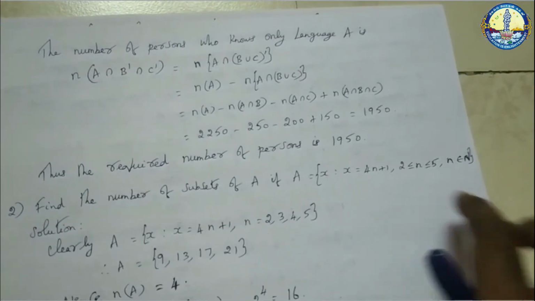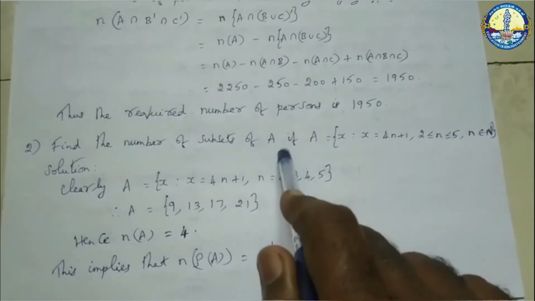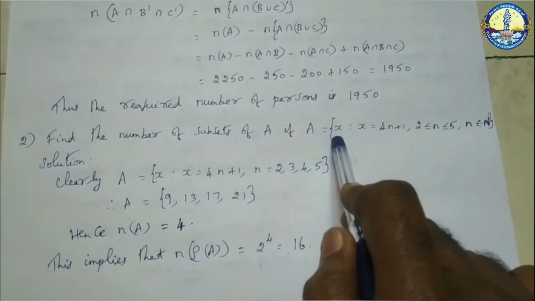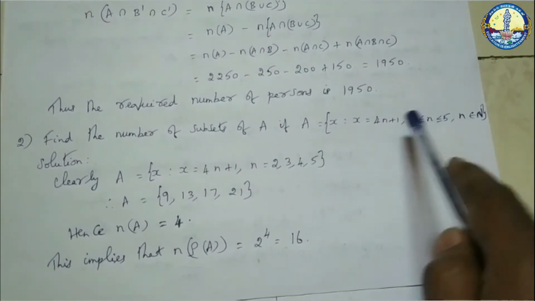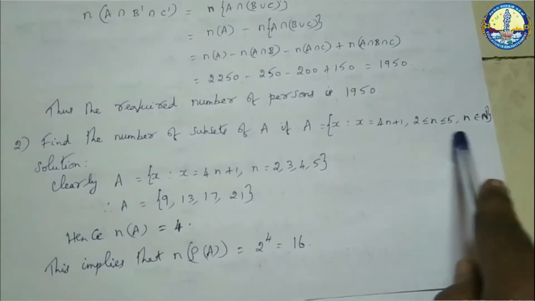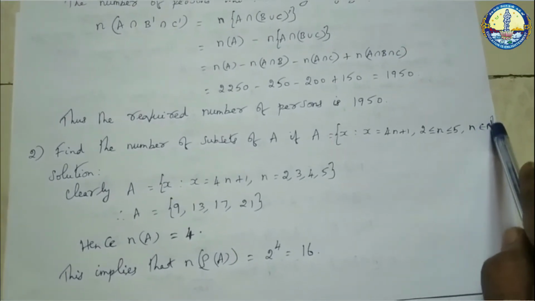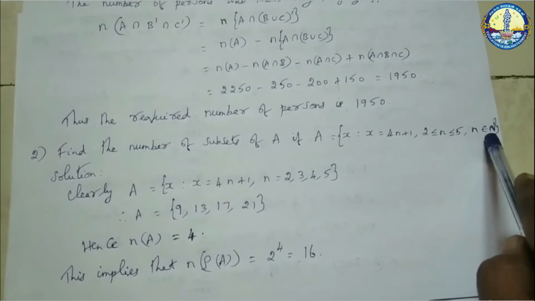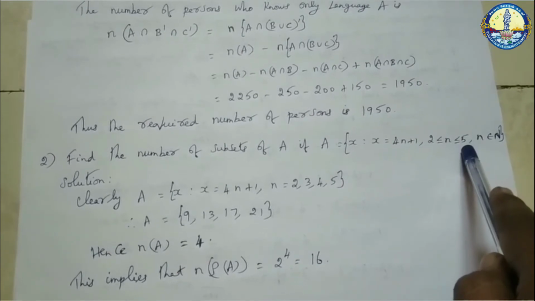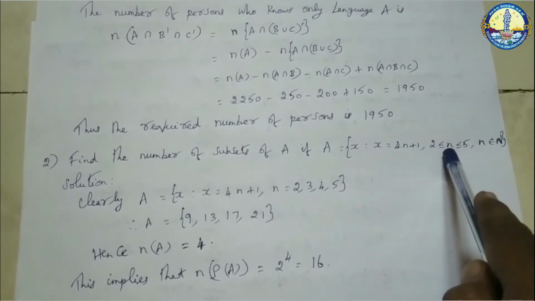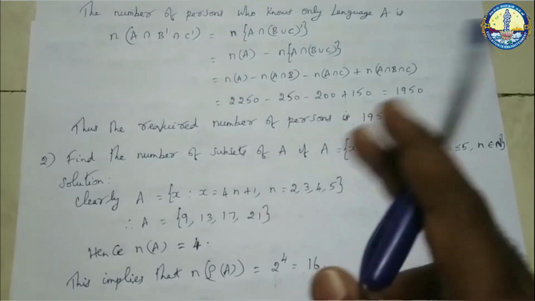So the next problem is to find the number of subsets of A, if A equals X, where X equals 4n plus 1, 2 less than or equal to n, less than or equal to 5, n belongs to N. So this is the given data. We have to find the subsets of A. This capital N denotes natural numbers. So n belongs to N means n should be a natural number. Natural numbers are 1, 2, 3, 4, 5, 6 and so on, starting with 1 and ending with infinity.